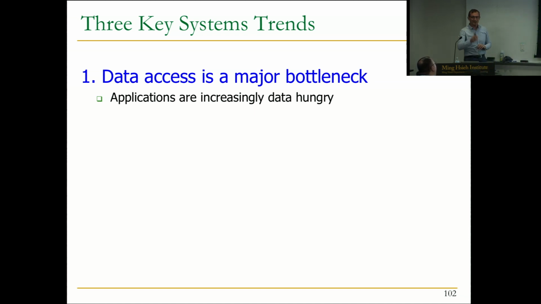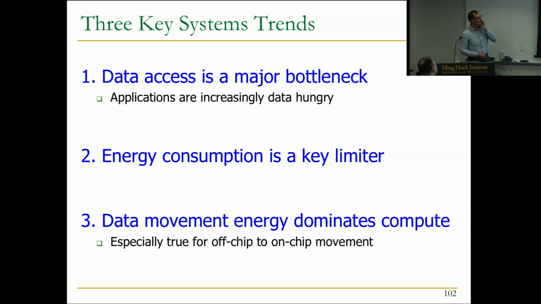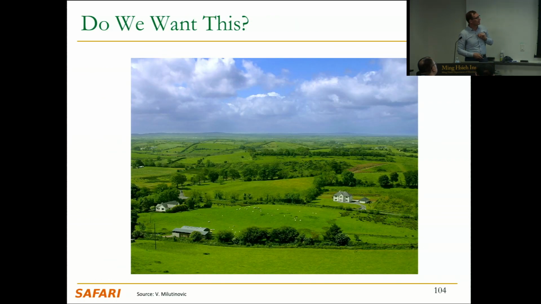Okay, so let's talk about the system trends. I believe there are three major trends. Data access is a major bottleneck. Today, applications are increasingly data hungry. Energy consumption is a key limiter. And data movement energy dominates compute. I'm going to give you examples of this relatively quickly. And this is especially true for off-chip to on-chip movement. Clearly, we need more memory performance.